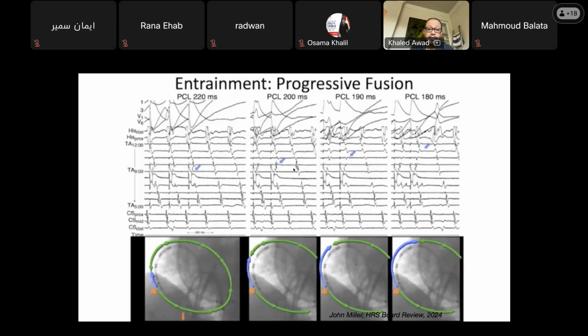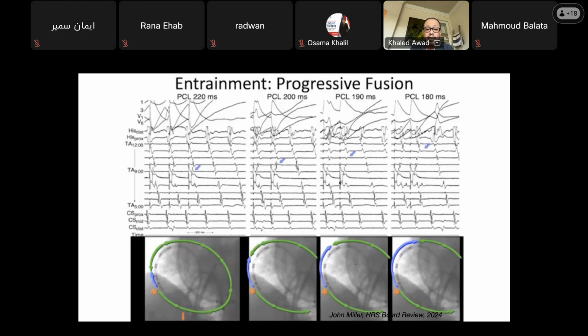I'm able to get manifest fusion and also make it progressive. Okay? It goes from this to this to this to this. These are things that prove that we have fusion. We did not terminate the tachycardia. We did all this while the tachycardia was ongoing. We do not have to be in the critical isthmus of the tachycardia to prove that it is micro reentry. We need to be in the critical isthmus of the tachycardia to figure out where to ablate.